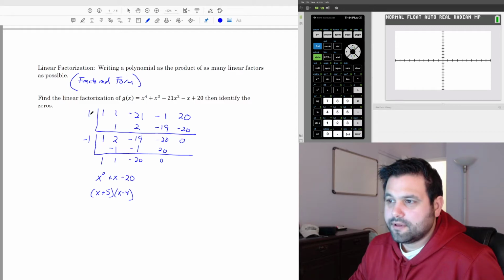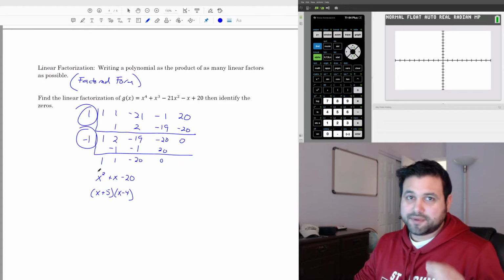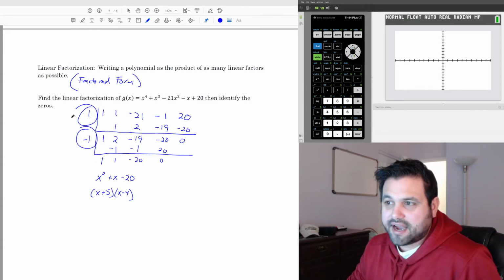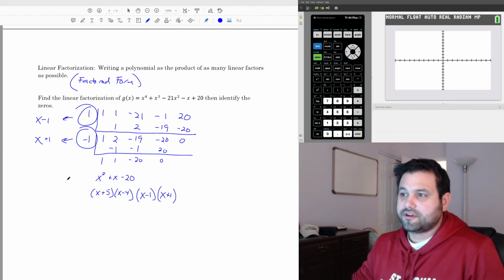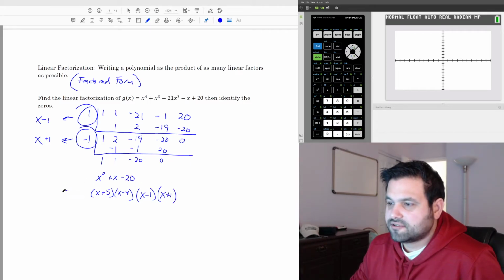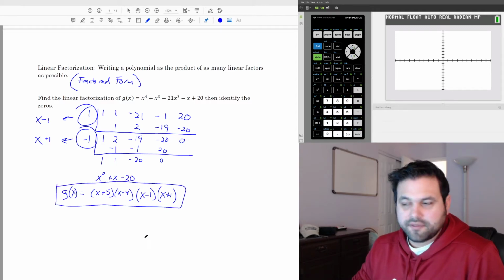Okay, now those are also my zeros. So what factor is that? If this is a zero, this leads to a factor of x minus 1, and this one leads to a factor of x plus 1. And if I put those next to these, now I have the complete linear factorization of this function g of x. Okay, there's the linear factorization.